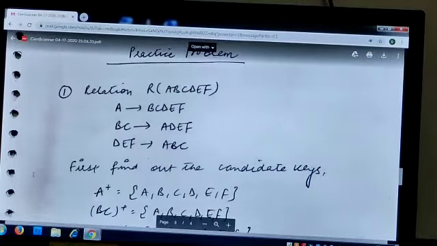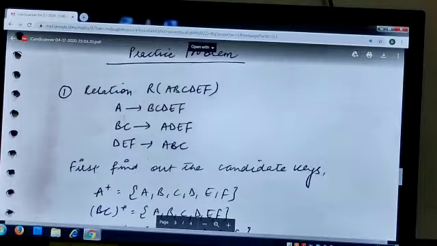According to the definition of BCNF, the left side of all the functional dependencies in a relation should be a candidate key or a super key. So let's check. Because the candidate key is not given to me, I have to find out the candidate key. So let's start with this.